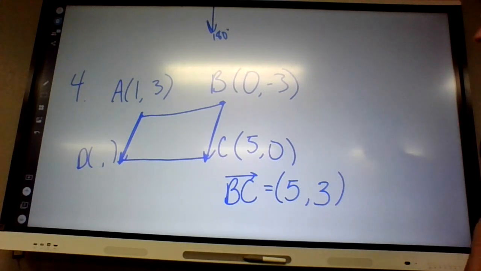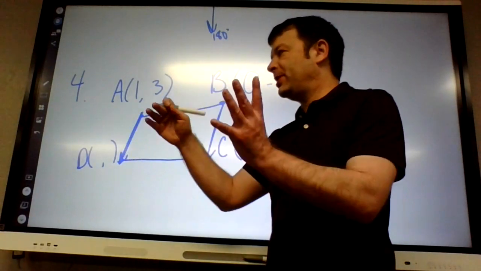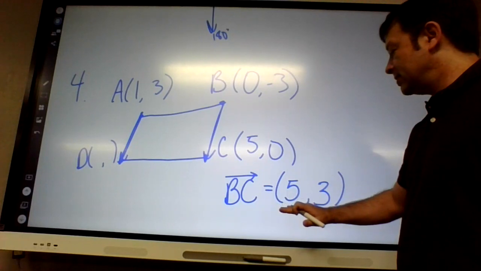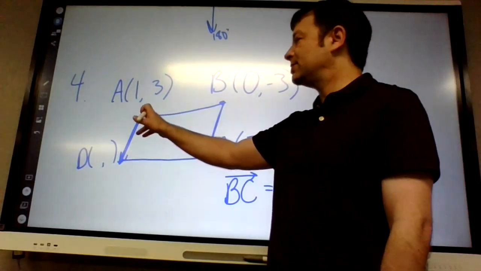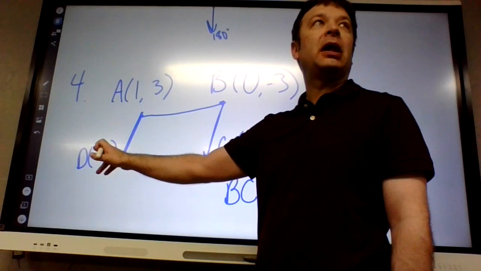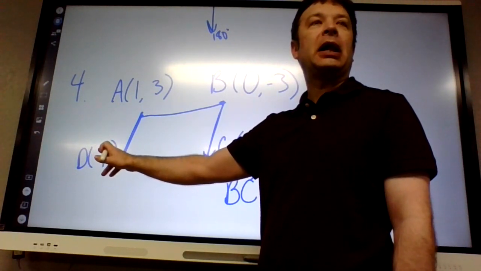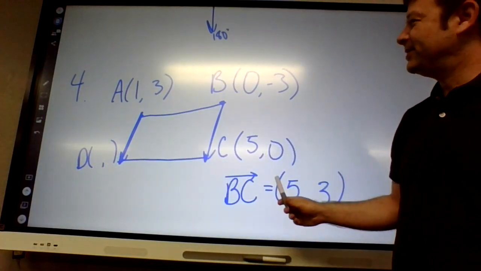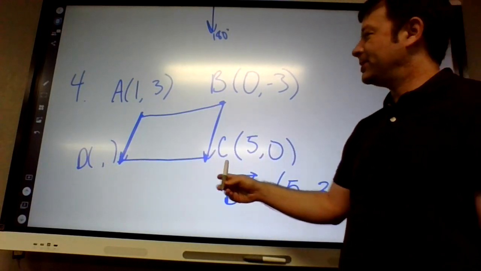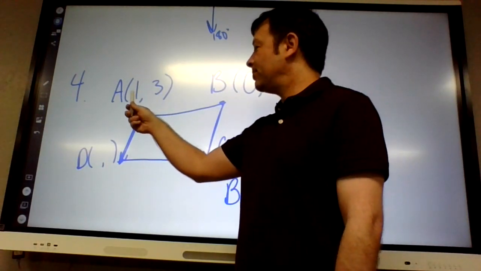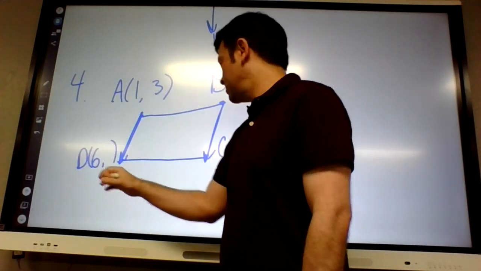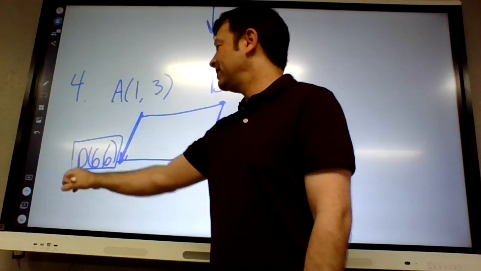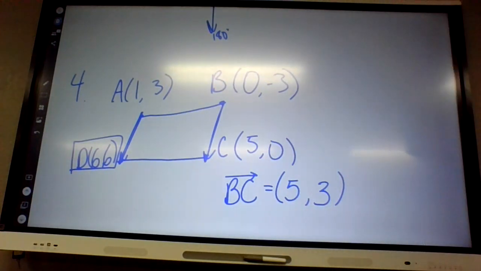Okay, because it's a parallelogram, the opposite side should be parallel. They should have the same slope, the same direction and magnitude. So this vector 5, 3 is the same as this vector. Increasing by 5 and 3. So 1 plus 5, 3 plus 3, and that would be that.